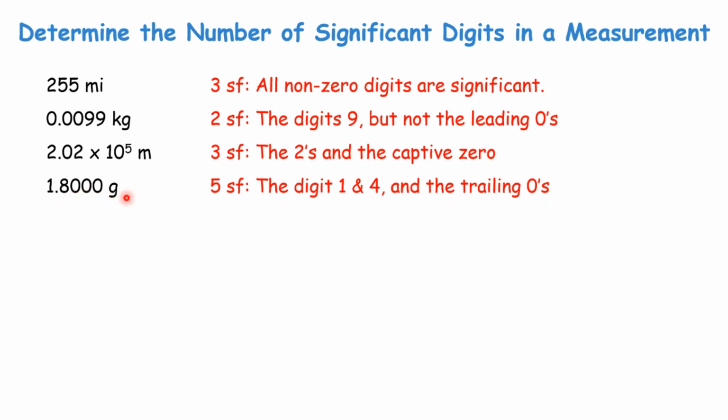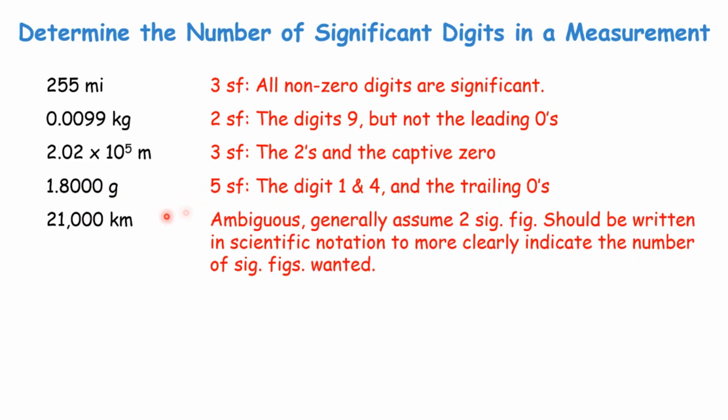1.8000 grams, there are 3 ending zeros, and you need to take a look whether there is a decimal point. There is one, then ending zeros are significant. That's why 5 sig figs in this case. 21,000 kilometers, no decimal point, so therefore it is ambiguous. Generally we just assume 2 sig figs because of these 2 non-zero digits.